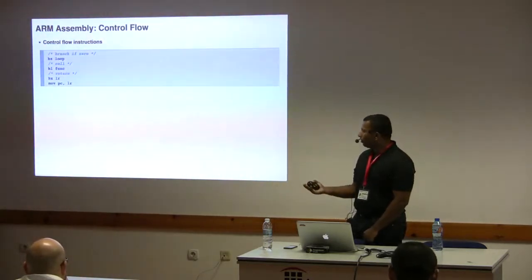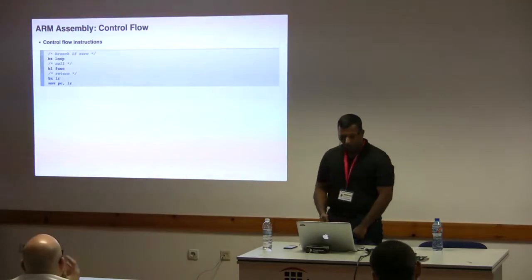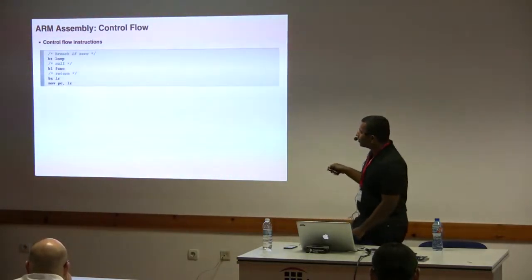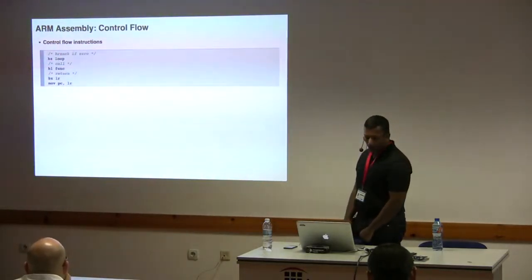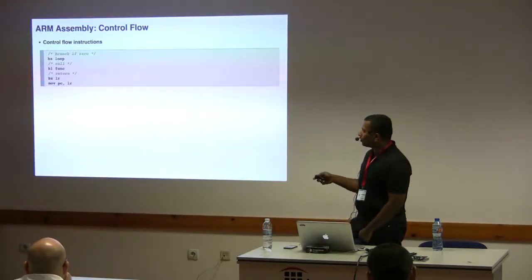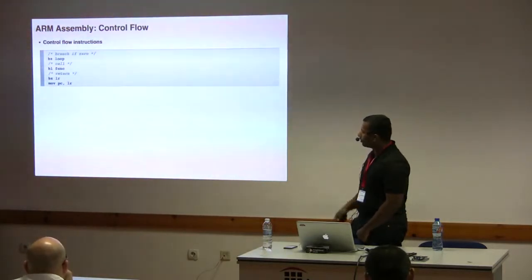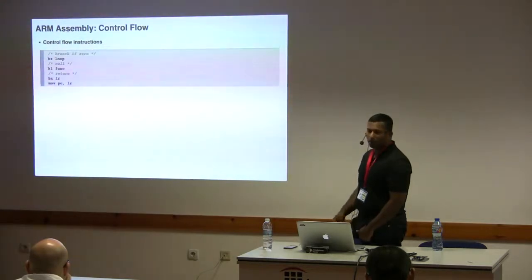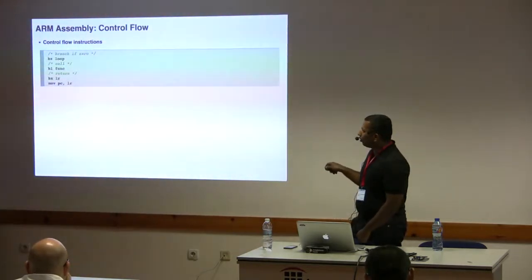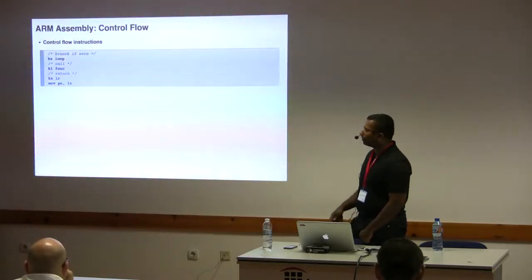ARM also has control flow instructions, as you might expect. So this is how you do a branch. Branch if zero, BZ loop. The call instruction uses the branch and link instruction, BL. So this will jump to func and then save the current PC to the link register. And if you want to return, use the branch exchange instruction, BX LR. So this will jump to the link register, your saved PC. In older versions of the ISA, you would just do this: you just directly move the link register into the PC. That's deprecated in ARM v7.